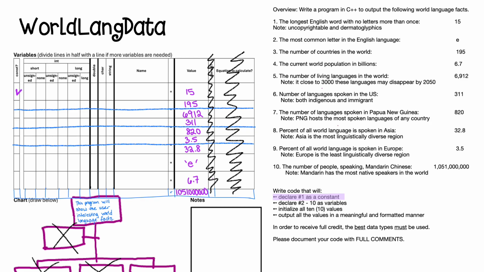You need to write code that declares number one as a constant. Remember, const is not a data type, so you will also need to check the appropriate data type in our table. It declares numbers 2 through 10 as variables. It initializes all 10 values and outputs all the values in a meaningful and formatted manner, which means with words so that they all make sense. Make sure you use the best data types in order to receive full credit. Also, please make sure that you document your code with full comments.